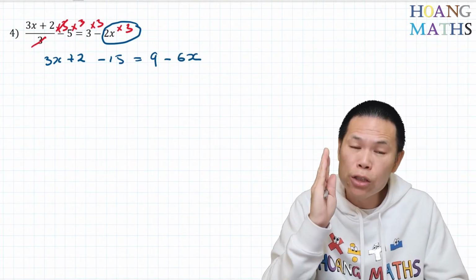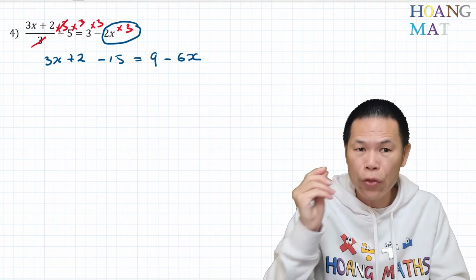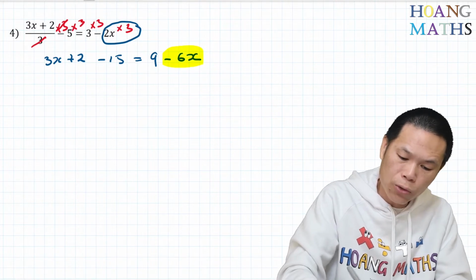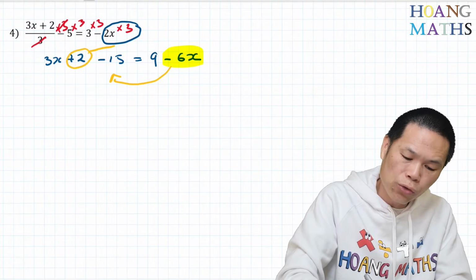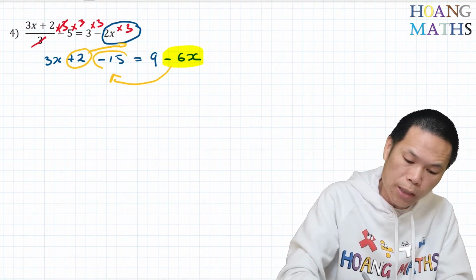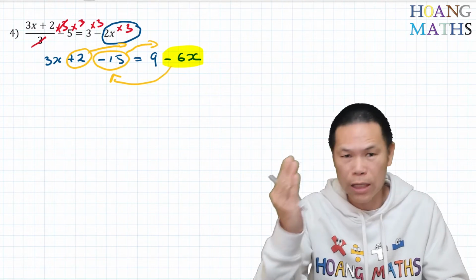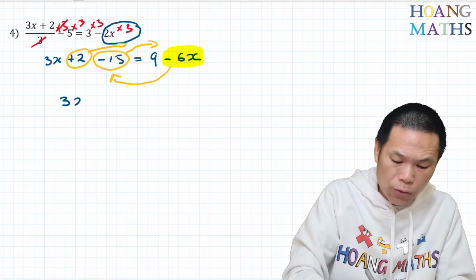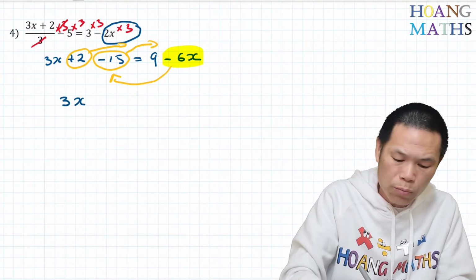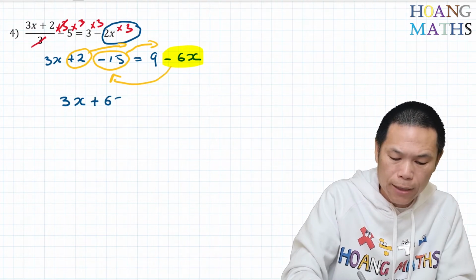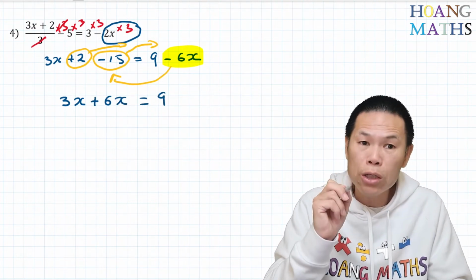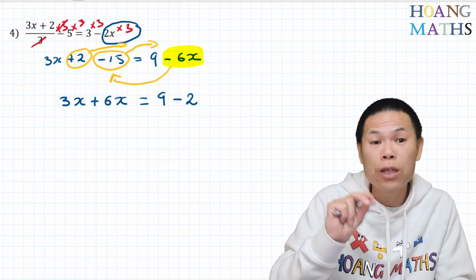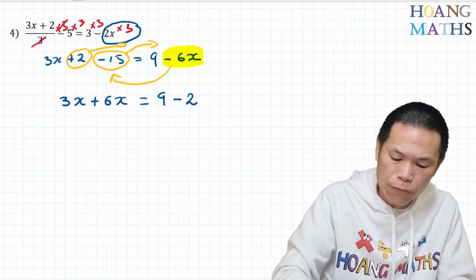So what I do now is I just move letters on one side, numbers on the other side. To do this, it's easier if I move this negative 6x to this side. And this positive 2, I move to this side, becomes minus 2. And this negative 15, move to this side, becomes plus 15. So let me just write this down. The 3x, I write out first, 3x. And then the negative 6x, move to this side, becomes positive or plus 6x. 9, I write down first. So positive 2, I move to that side, becomes negative 2 or minus 2. And minus 15, move to that side, becomes plus 15.